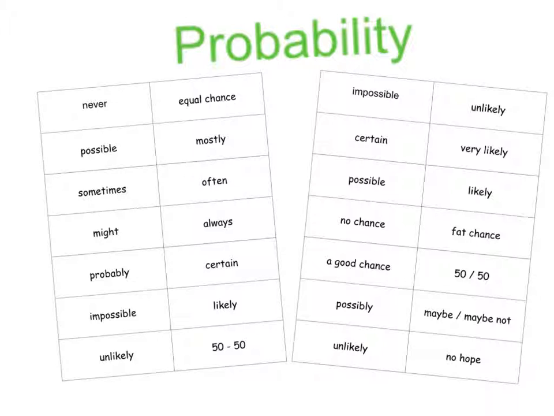50-50 means equal chance, so there is a chance that it might happen and there's also a chance that it may not. Impossible, certain, possible, no chance, a good chance, possibly, unlikely, no hope, maybe or maybe not, fat chance, likely, very likely, and unlikely. What do you think fat chance might be? Your parents may have said it to you when you've asked for something. Fat chance. Fat chance means probably not.